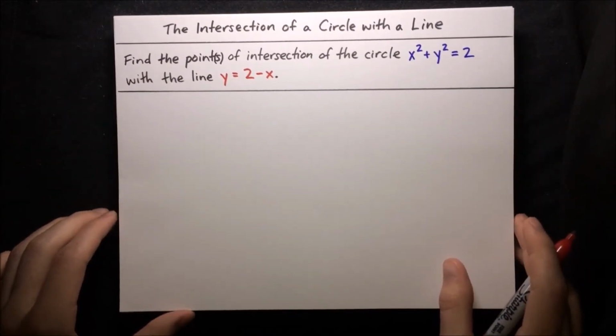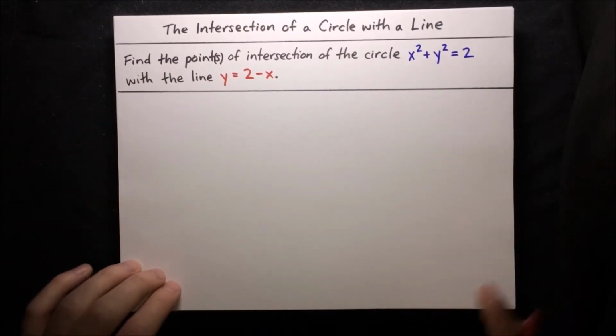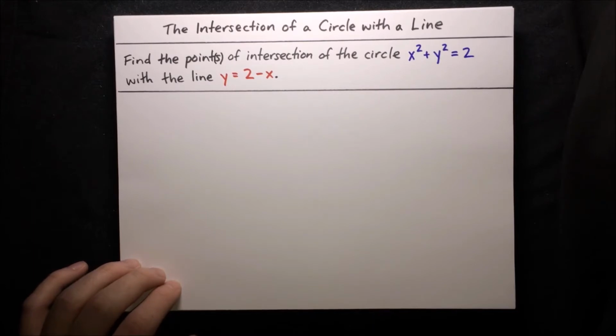Here's another problem. We want to find the points of intersection of the circle x squared plus y squared equals 2 with the line y equals 2 minus x. Now, really, this is just a system of equations. We've got 2 equations, each involving x and y. So what we can do to solve it is we can substitute one of the equations into the other. And we know that we can solve systems of equations by substitution.